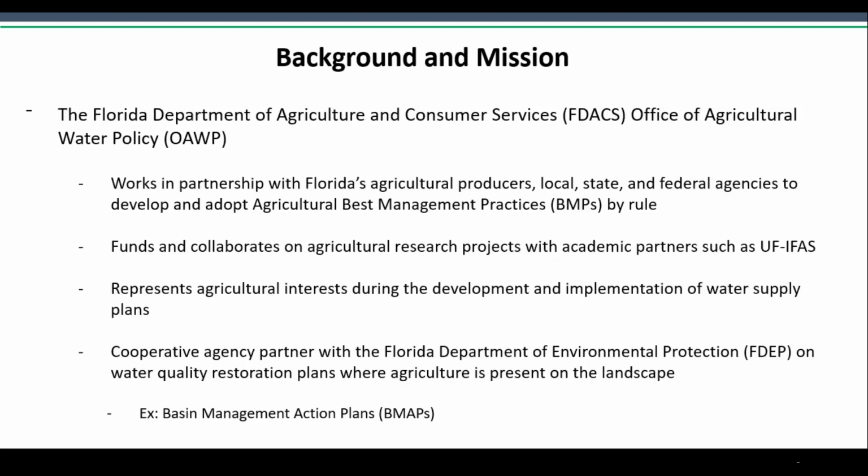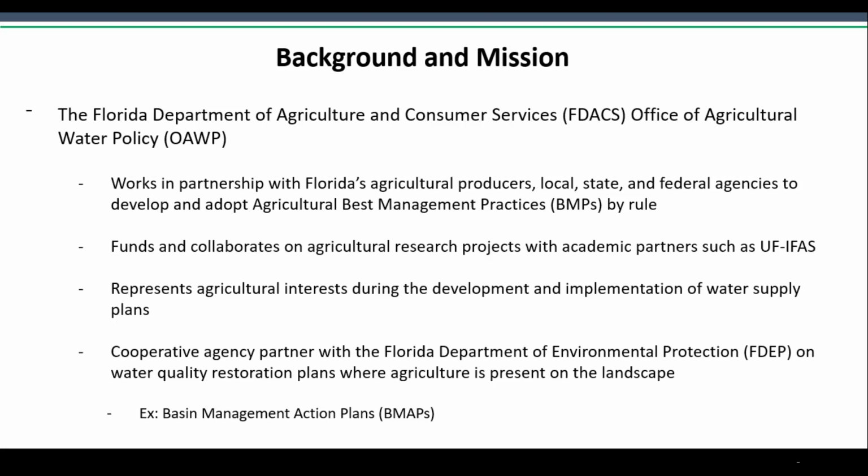The FDACS Office of Agricultural Water Policy interfaces with state, local, and federal agencies, as well as Florida's producers in matters relating to water policy that affect agriculture. So we enroll agricultural operations in our applicable best management practices or BMP manuals. We provide guidance and assistance to agricultural entities in meeting the requirements of enacted laws and policies throughout the state. We engage agricultural producers, stakeholders, and industry groups to solicit input and feedback regarding proposed laws, rules, and policies.